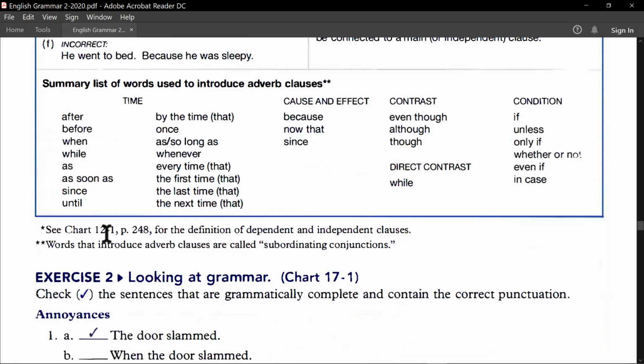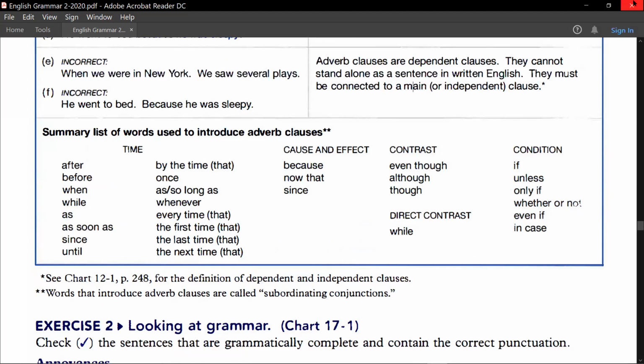See chart 12.1, page, for the definition of dependent and independent clauses, and we went in depth and in full detail. We said they both have subjects and finite verbs. The only difference is that main clauses can stand alone because they give a complete thought, unlike dependent clauses. Here is a summary list of words used to introduce adverb clauses.